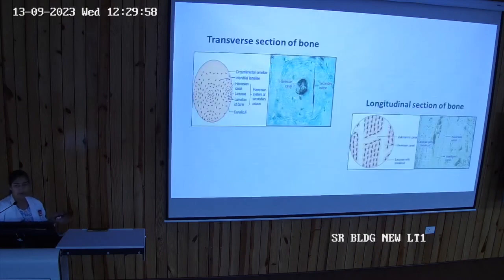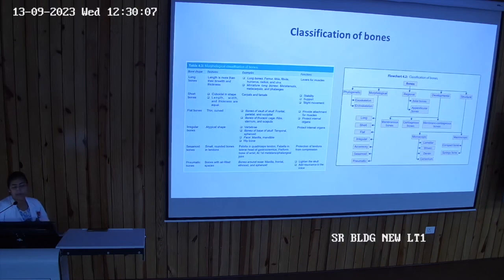If you have understood this, we can move on to the other classification. The other classification of the bone is the morphological classification. First we will go through this table. There is a phylogenetic classification: exoskeleton and endoskeleton. Does the human body have an exoskeleton? Yes. What are the examples? Nails and enamel. Then the endoskeleton is the rest of the bones.